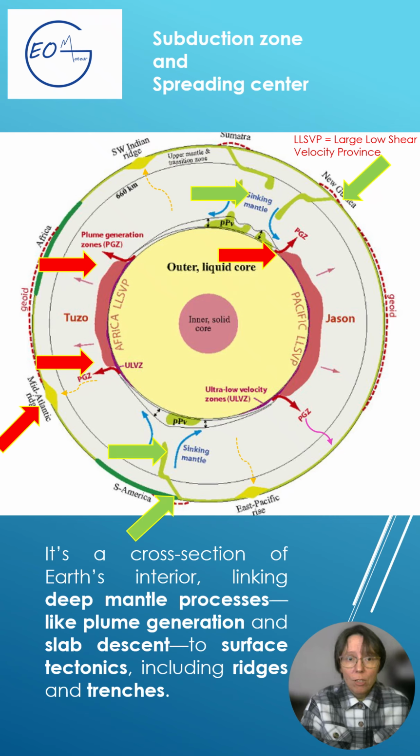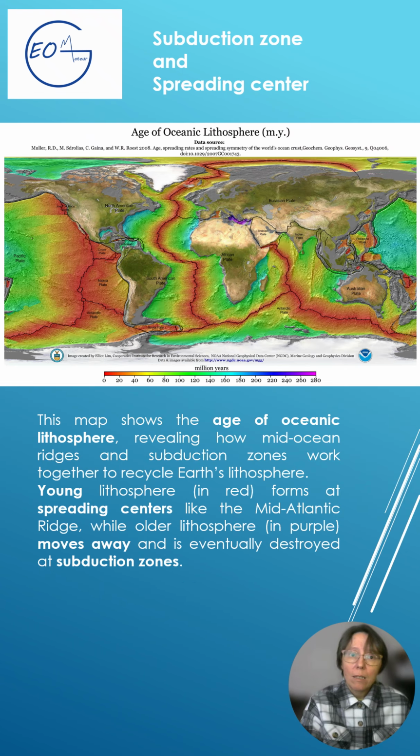Plume generation zones don't always produce the same surface expression. Sometimes they align with mid-ocean ridges and other times they only create isolated hotspots. Since the oceanic lithosphere is constantly recycled, its age varies across the seafloor. This map shows the age of oceanic lithosphere, revealing young lithosphere in red forming at spreading centers, and older lithosphere in yellow, green, blue and purple moving away and eventually destroyed at subduction zones.